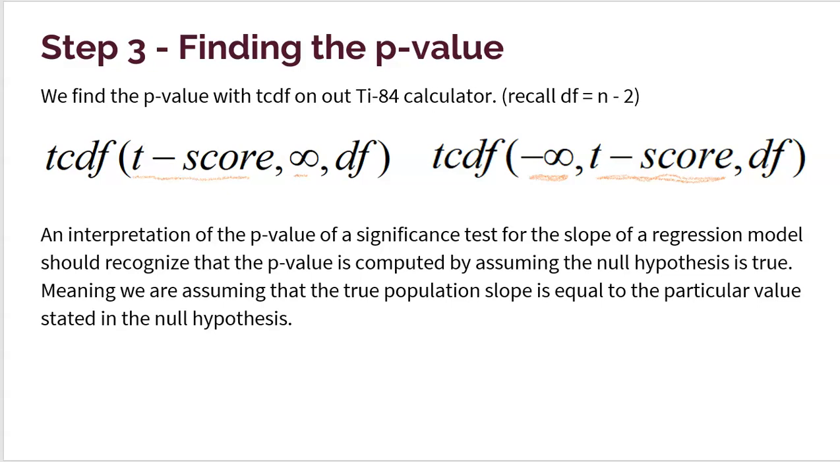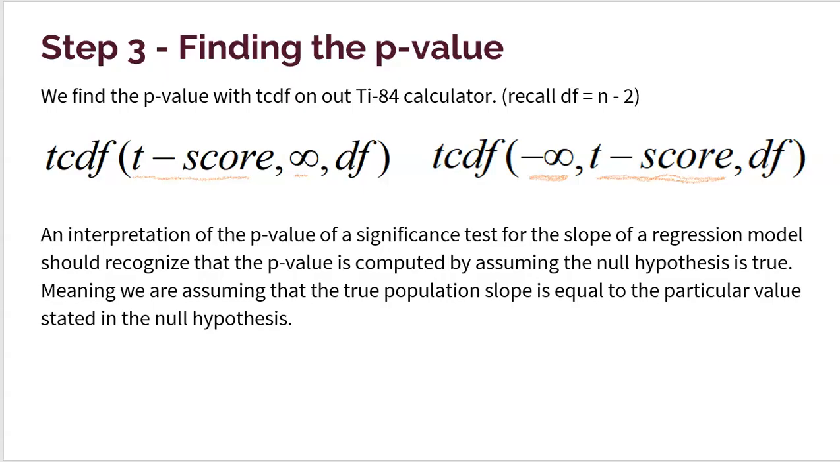So interpretation of the p-value of a significance test for the slope of regression should recognize that the p-value is computed by assuming the null hypothesis is true. It's super important that all p-values that we've discussed this entire year are all on the assumption the null hypothesis is true, meaning we are assuming that the true population slope is equal to the particular value stated in the null hypothesis. And that's the whole point, right, is that we build this sampling distribution on the assumption that that null is true. So we assume the null is true, and then we look for our sample statistic.